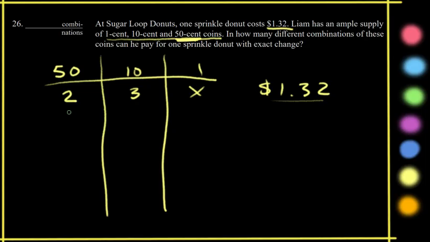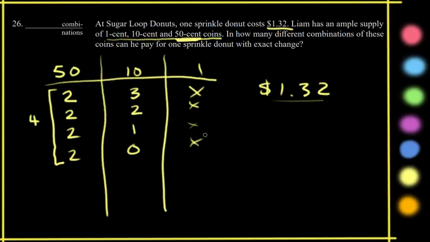When I do the next case will be 2 and 2, right? And in that case, there will be some number of pennies. It'll be 12, but I don't even care about that. It's just some number. And then 2 and 1, and 2 and 0, basically. So there are 4 possibilities here. That's all the possibilities where you have 2 50-cent pieces. The number of dimes can be 3, 2, 1, or 0. And then whatever you need, in terms of pennies, to get up to the $1.32. So that's all the cases where you use 2 50-cent pieces.